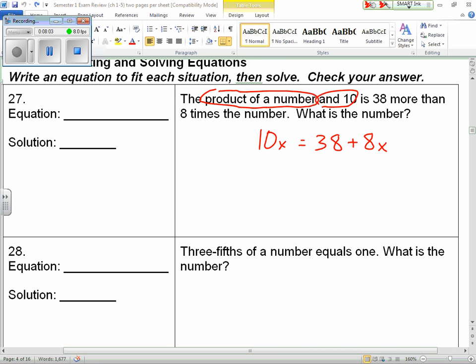So then we solve that. We're going to subtract 8x from both sides. We get 2x equals 38. Divide by 2 on both sides. X would be 19.